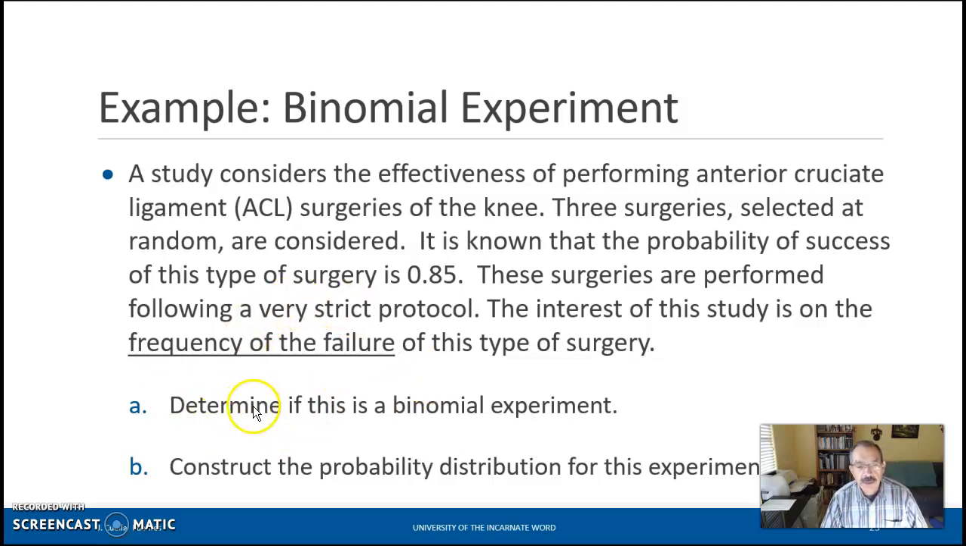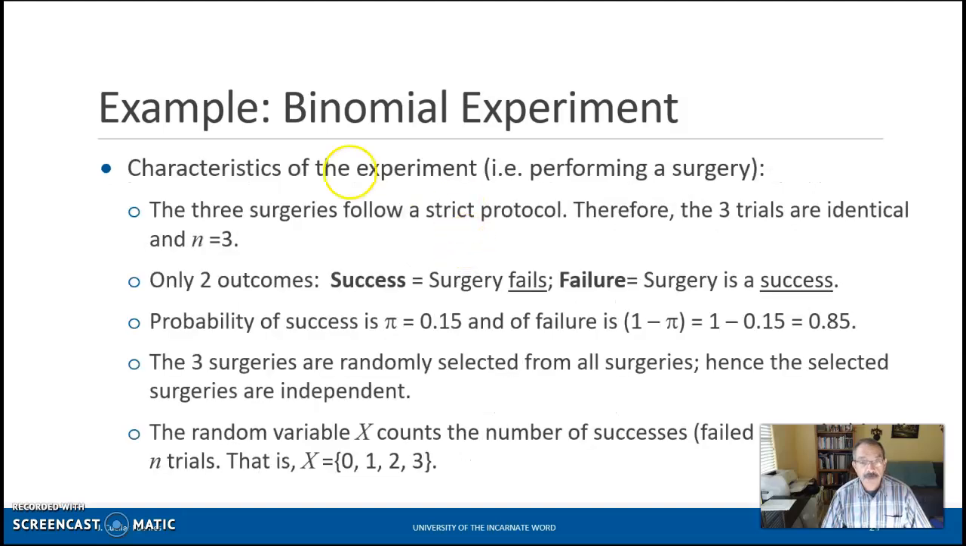So they're asking us 2 things. Determine if this is a binomial experiment, and construct the probability distribution for this experiment. So we're going to use these characteristics and this description of the experiment, and see if the performance of these surgeries is a binomial experiment. All right. So the experiment is performing a surgery. These 3 surgeries follow a very strict protocol. That means that we can assume that the 3 trials, the 3 surgeries, are identical, and that we have n identical trials, or rather n equals 3 identical trials.